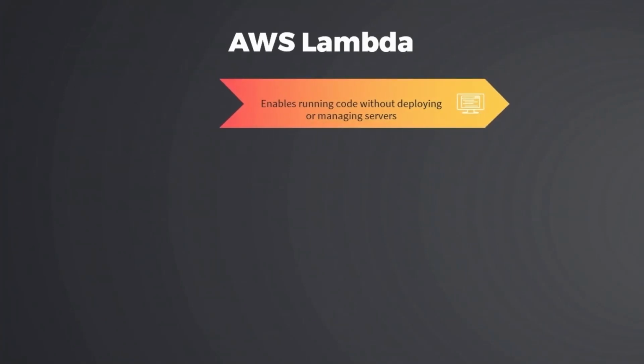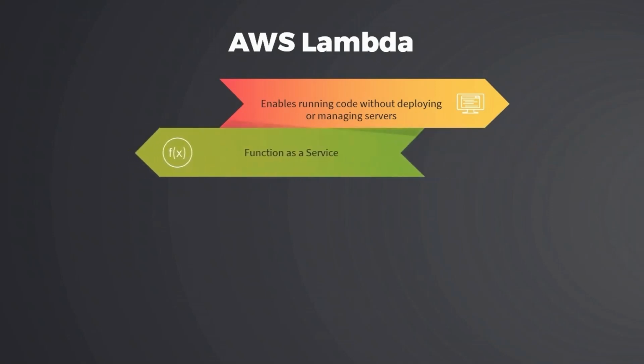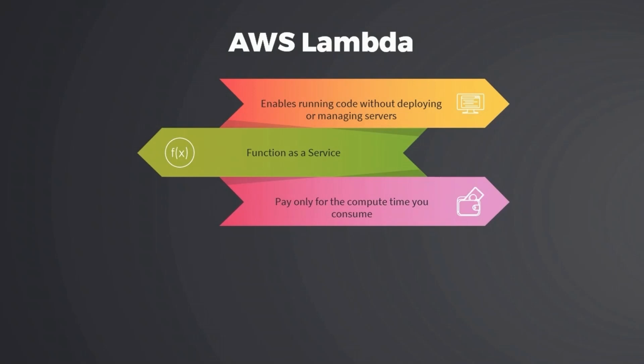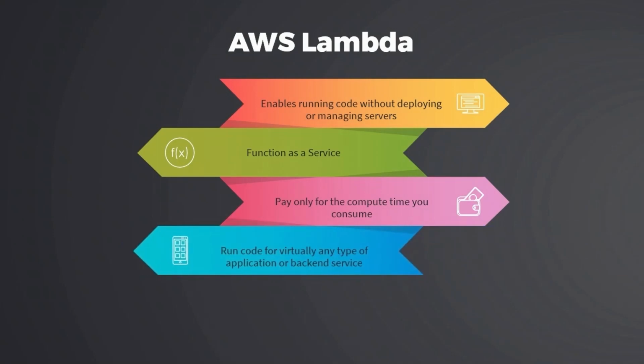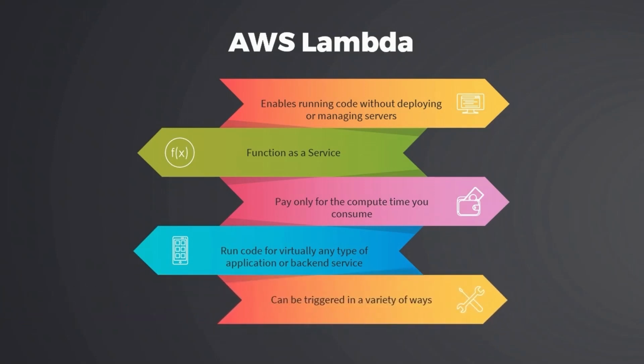AWS Lambda enables the running of code without deploying or managing servers. This code is referred to as a function, and Lambda can be considered functions as a service. You only pay for the compute time that you consume, in other words, while the function is running, for pretty much every use case with every service in the AWS cloud. You can run code for virtually any type of application or back-end service. And Lambda can be triggered in a variety of ways: manually, with an API call, a CloudWatch alarm, alert, a trigger, or even a URL.